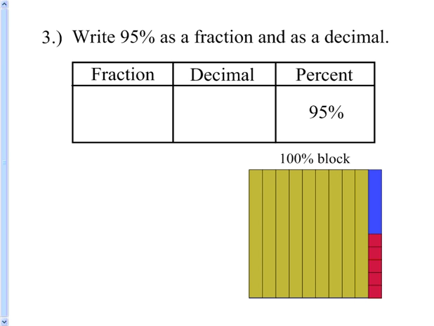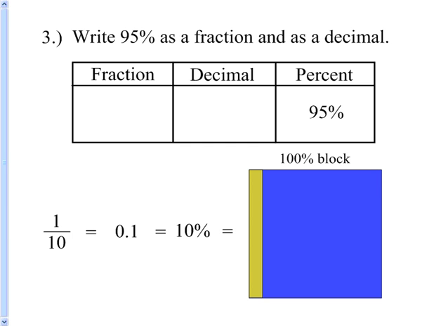And this is what the percent looks like on the 100% block. That blue block, this time we're calling a 100% block, and it's covered over 95% with 9 10% pieces and 5 1% pieces. So that's 95%. Here's how we build it to get to that point.